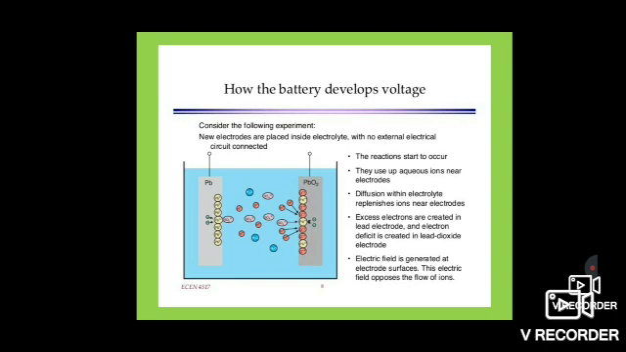How does the battery develop voltage? See the following experiment. New electrodes are placed inside the electrolyte with no external electrical circuit connected. The reactions start to occur. They use up aqueous ions near the electrodes. Diffusion within the electrolyte replenishes ions near the electrodes. Excess electrons are created in the lead electrode and an electron deficit is created in the lead dioxide electrode. An electric field is generated at the electrode surface. This electric field opposes the flow of ions.